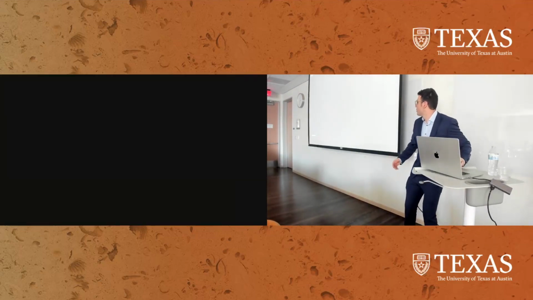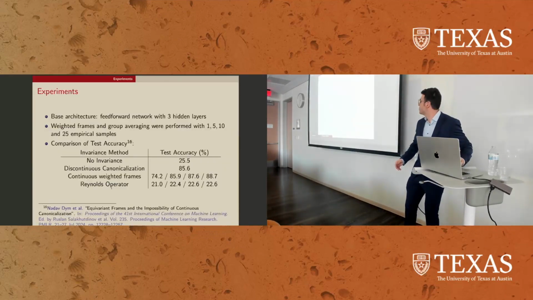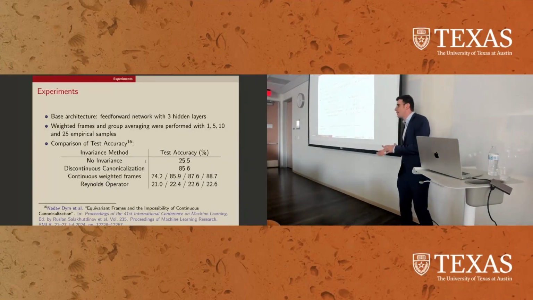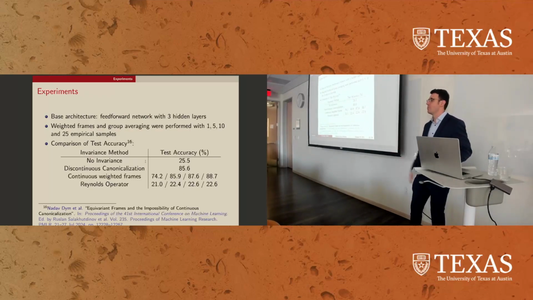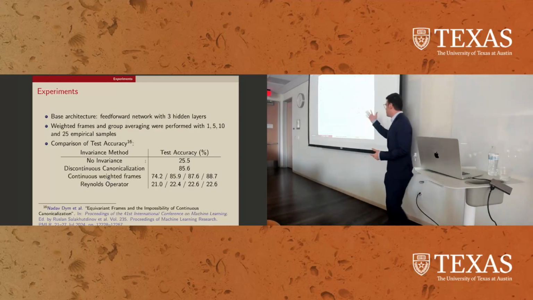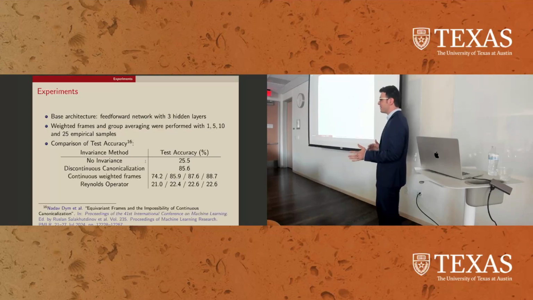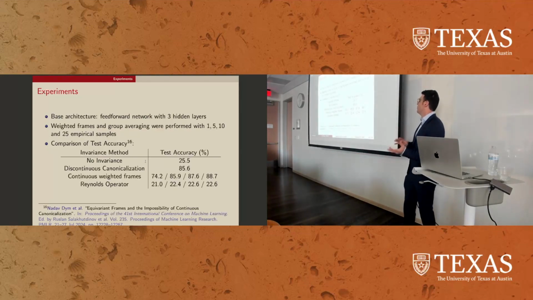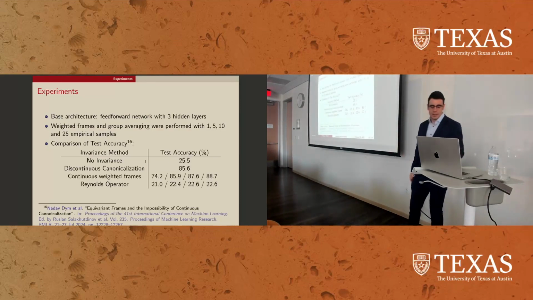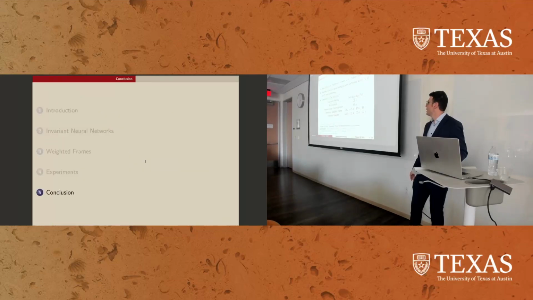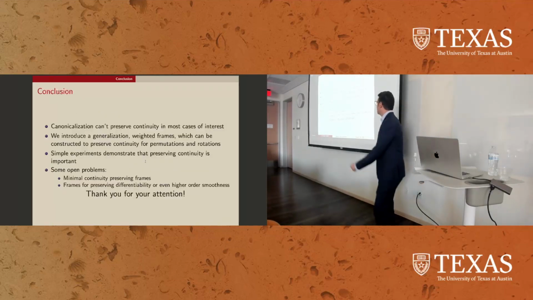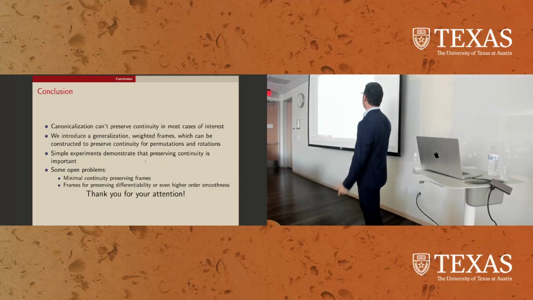This experiment mainly demonstrates that it is important to preserve continuity and invariance at the same time, that you can get better results by doing that. Of course, this experiment is for the permutation group. For the permutation group, there are very good invariant architectures like deep sets and transformers, so you wouldn't want to actually do this in practice. However, I think these frames will be much more interesting for rotations, where it's a lot harder to design invariant architectures. Let me conclude here and mention some open problems.